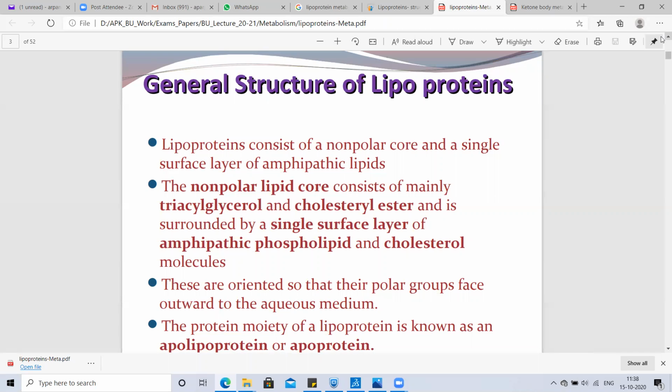This non-polar lipid core consists of many triacylglycerol and cholesterol ester molecules, which are actually surrounded by a single surface layer of amphipathic phospholipid and cholesterol molecules. They are oriented in such a position that all the polar groups face outwards towards the aqueous medium, and the hydrophobic non-polar groups face inside, away from the aqueous medium.